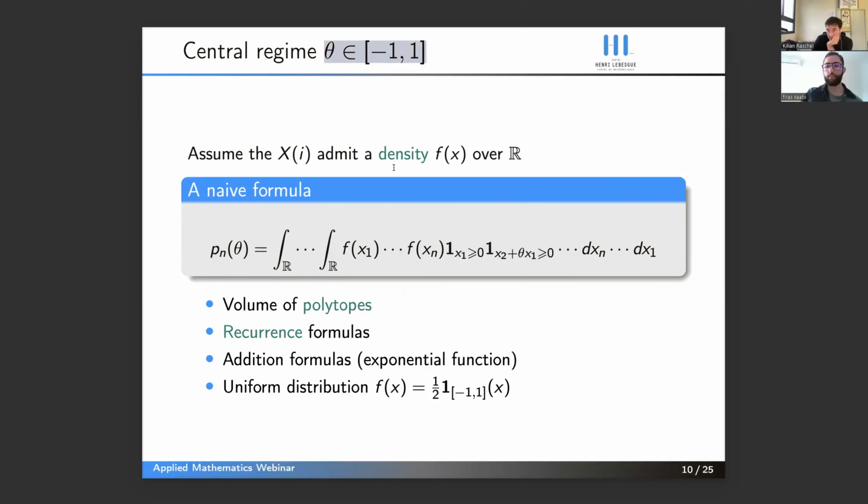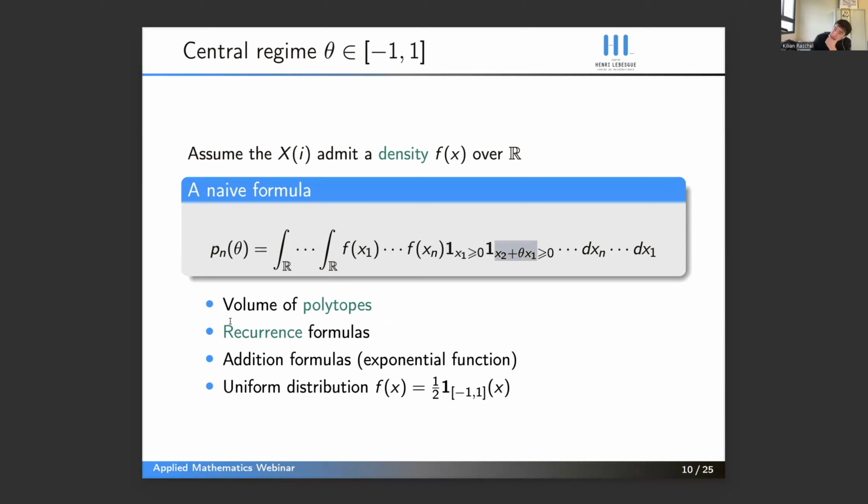So I guess it was somehow clear to you that we have a very simple formula for the probability Pn of theta, because we have a density, and this density involves the variables x1 to xn, and so we can just integrate the product density because we have independence of the variables. And so we get that Pn of theta is equal to some n-fold integral, and here we put the product density, and then we write all the conditions of the persistence events. So we want to be positive at time 1, positive at time 2, etc. So a very direct formula for the persistence probability.